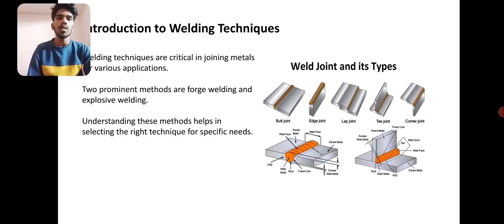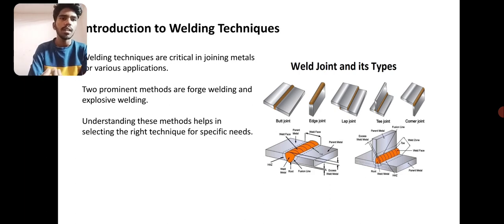Firstly, we are going to the introduction of welding techniques. So basically what is meant by welding? If there are two or more pieces, joining them by adding heat or force is called welding. There are different types of joints with different names, like butt joint, edge joint, lap joint, T joint, and corner joint. These are some of the techniques in the welding process.